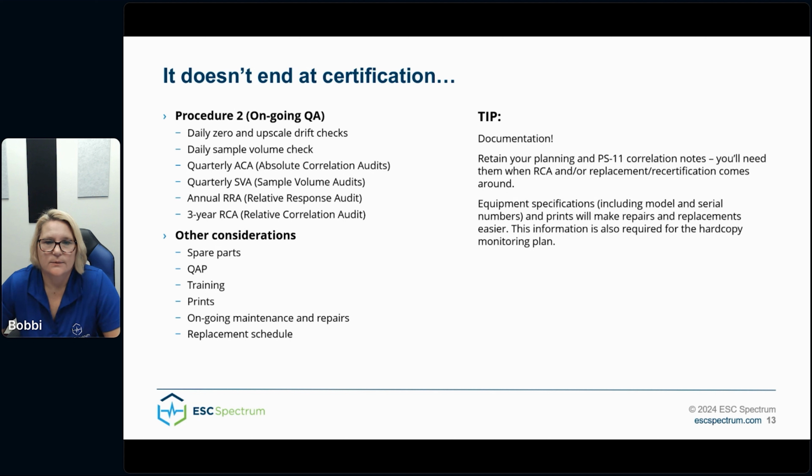And a bonus tip, be ready for a surprise RCA. If the RRA does not meet the Procedure 2 requirements, the more intensive RCA will need to be completed. When planning the annual RRA, be ready to recreate the PM loading levels used during your initial correlation if necessary.